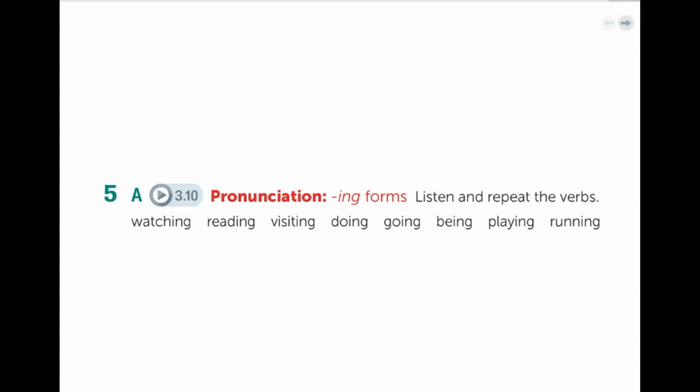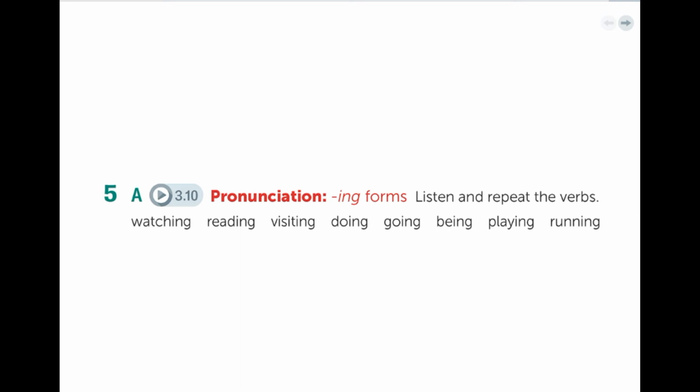Let's have pronunciation practice about the ing forms. So, you're gonna listen and repeat the verbs. Let's check the verbs here. When you listen, you repeat, right? Watching, reading, visiting, doing, going, being, playing, running.